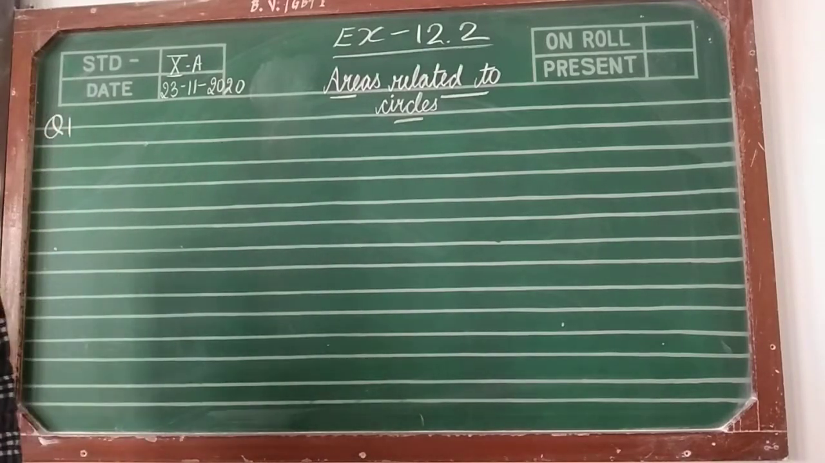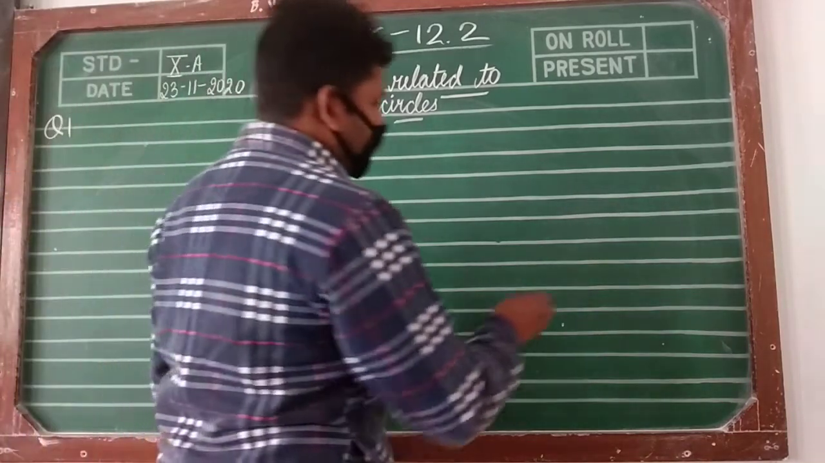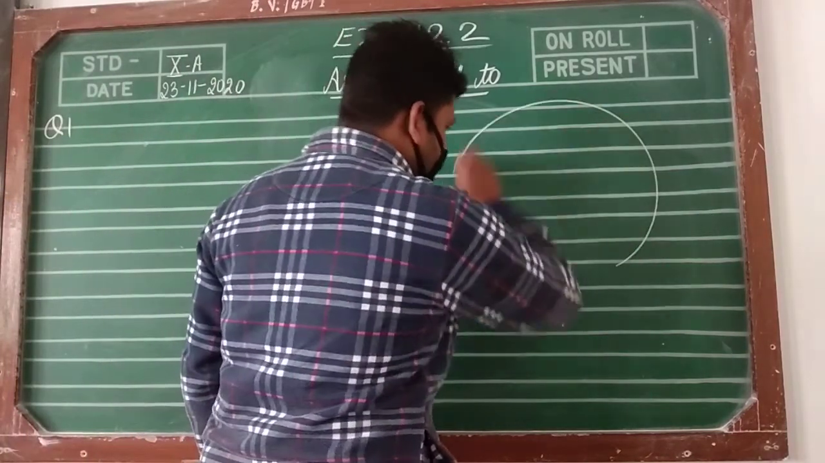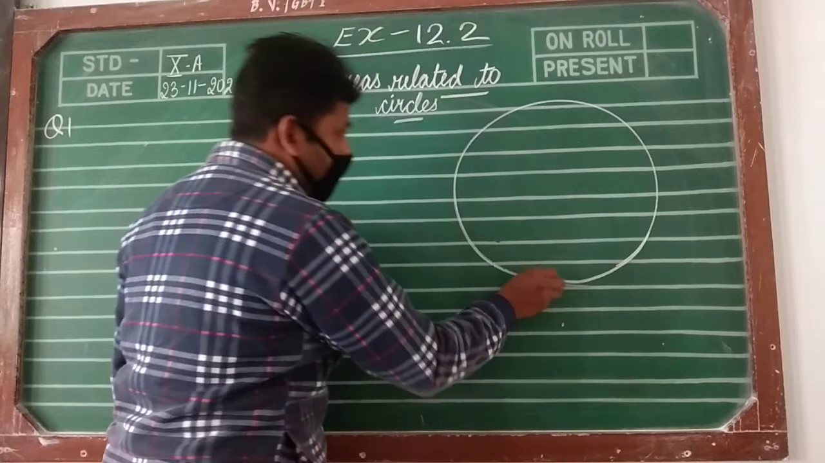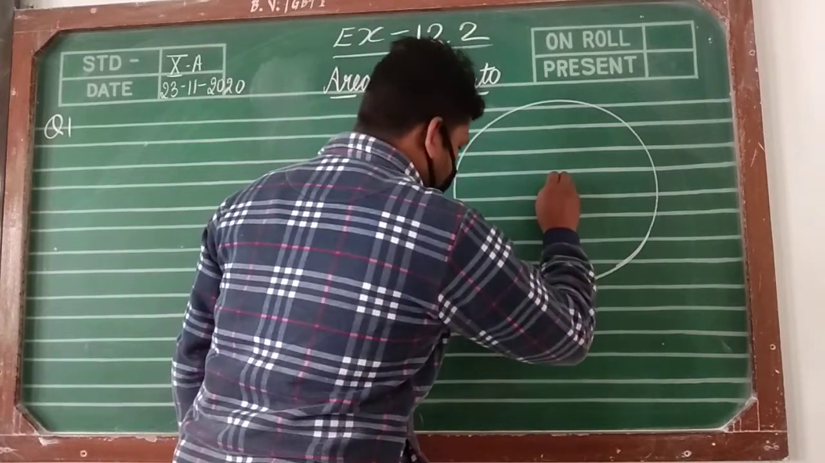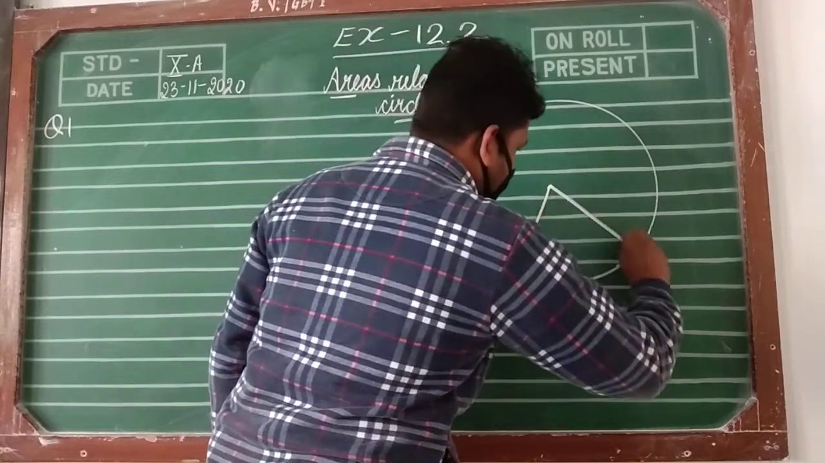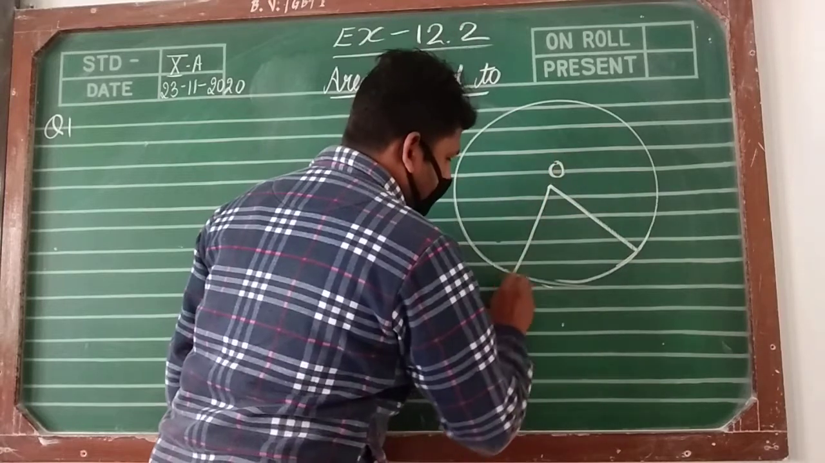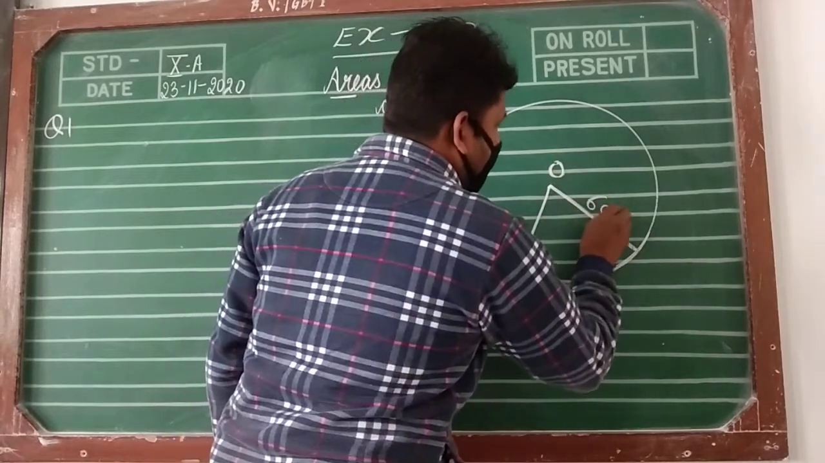Read the question. Find the area of a sector of a circle with radius 6 cm if the angle of the sector is 60 degrees.